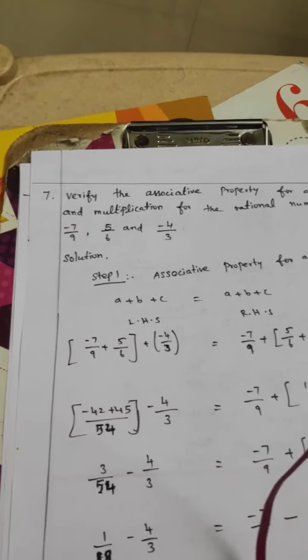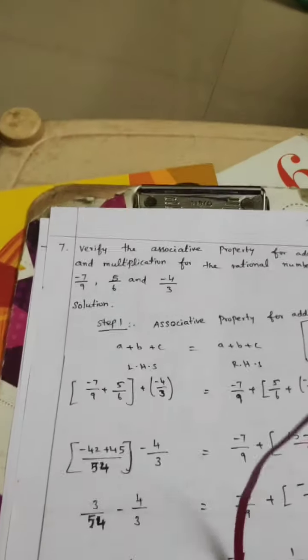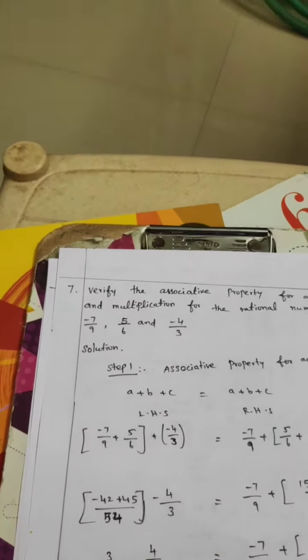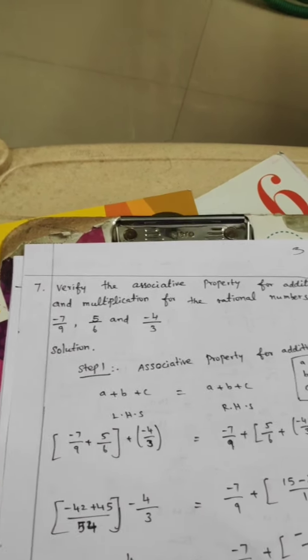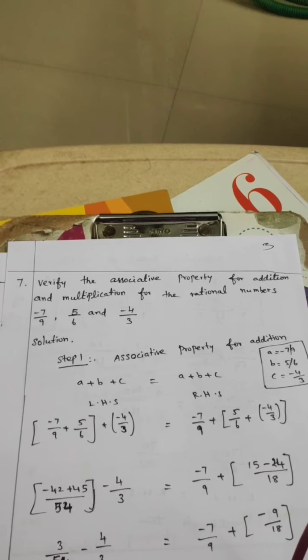First one is minus 7 by 9. Second number is 5 by 6. Third number is minus 4 by 3. So, the associative property for three rational numbers.